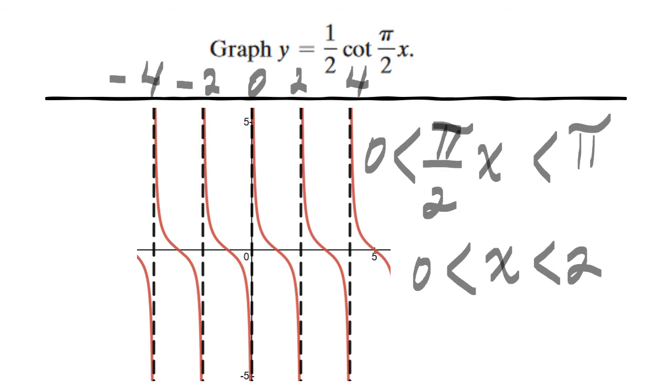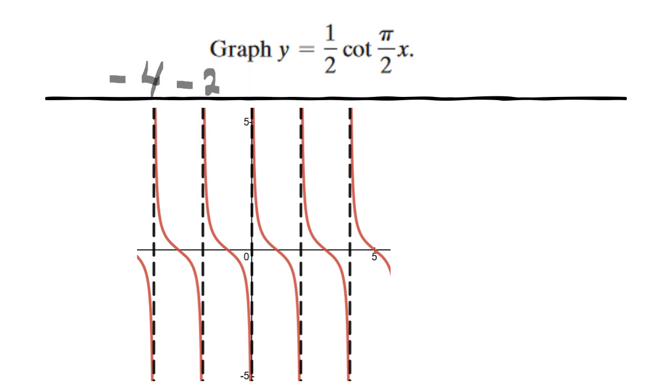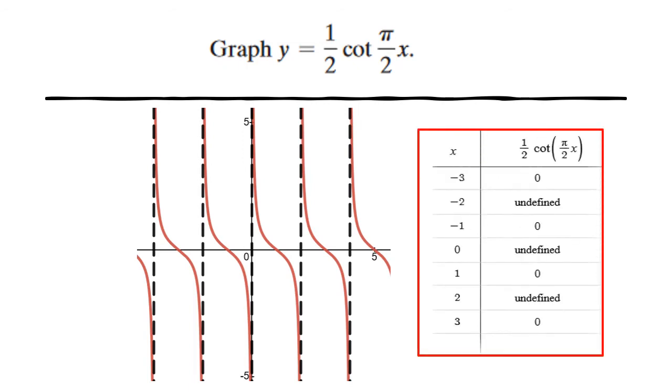So these are the asymptotes. Now we need to take a few points to know how my graph looks. So we have the asymptotes covered. We need to take a few points, and notice how by plugging in 2, negative 2, and 0, we get undefined because we have an asymptote.